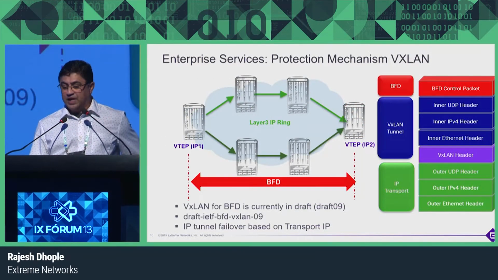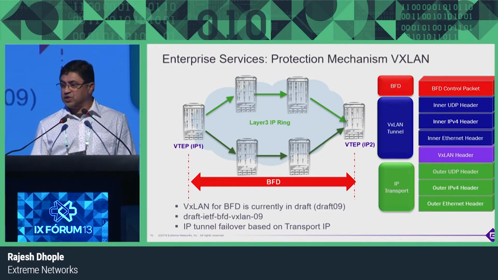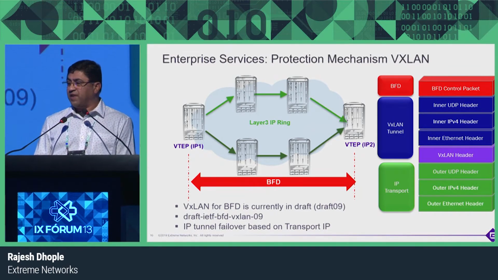Let's look at VxLAN. What will VxLAN do? With VxLAN, you will need a faster mechanism to detect failures across your endpoints. Essentially, you'll need a BFD type mechanism to run across your VTEP endpoints. And currently, BFD for VxLAN is in draft mode. It's already mentioned over there. But essentially, the IP tunnel failover is based on how fast you can detect failures in your transport IP.